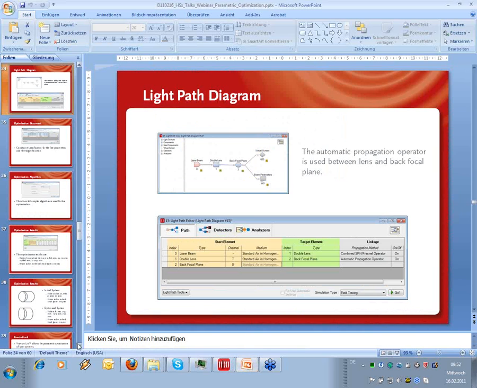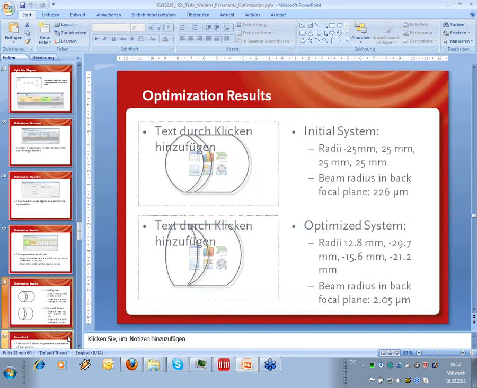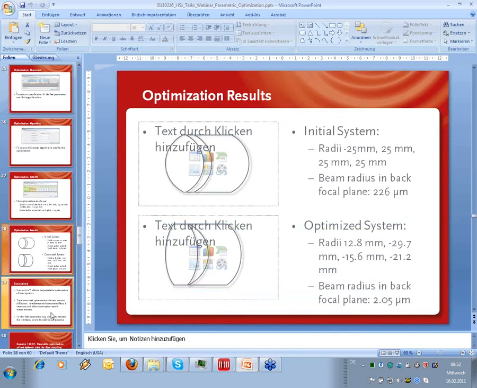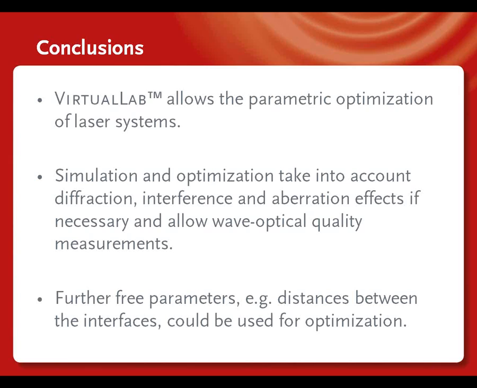Yeah, this was an example that demonstrates the optimization of a focusing system with a doublet lens. Sure, instead of a doublet lens, you could also use an aspherical lens here. This would be no problem. I just like to summarize this.